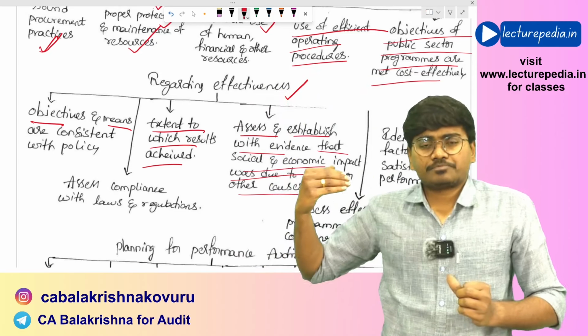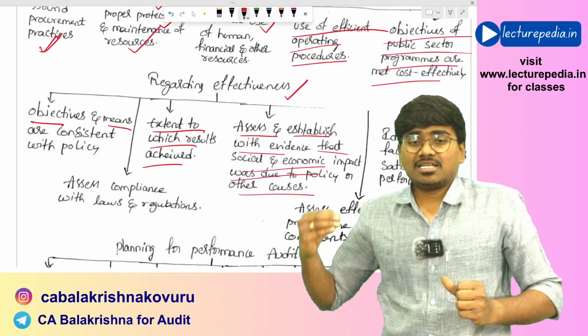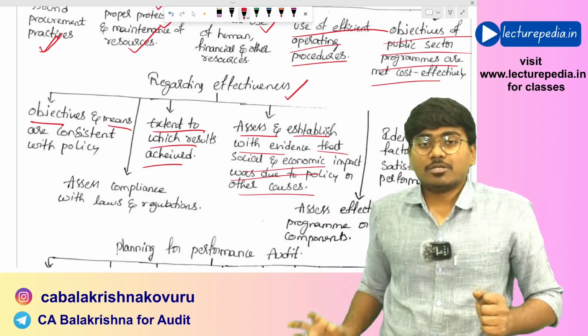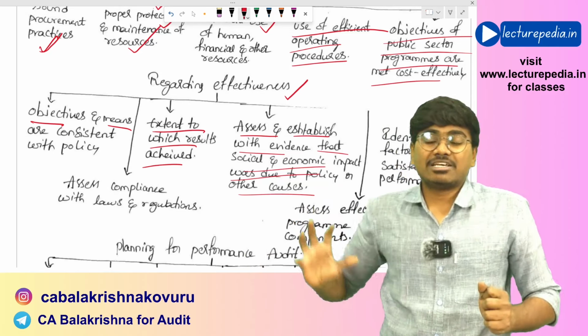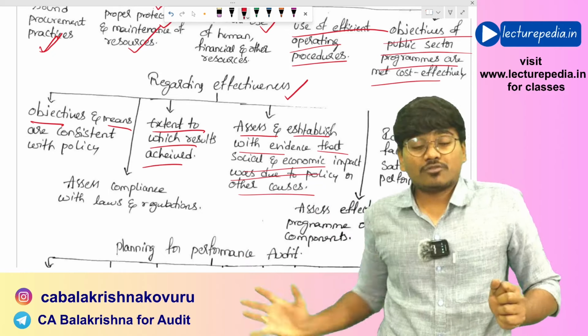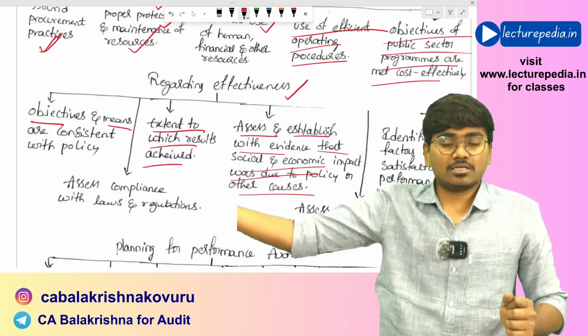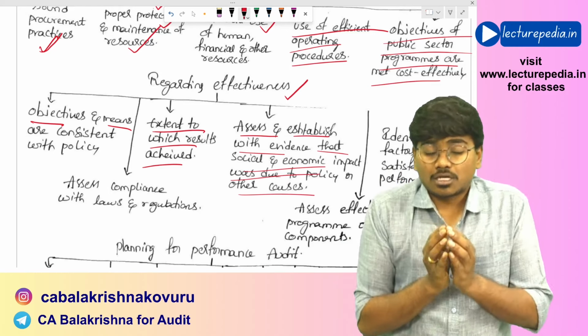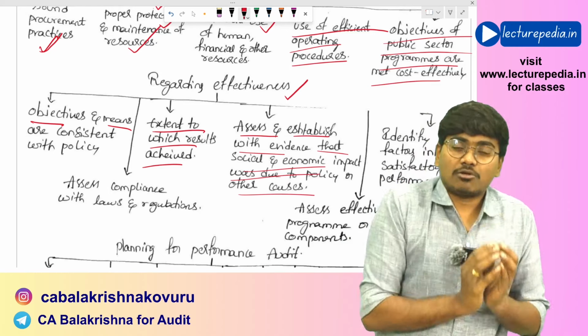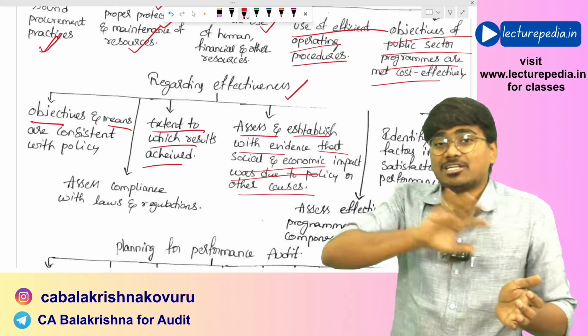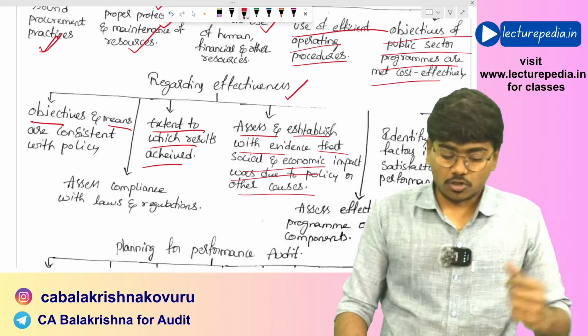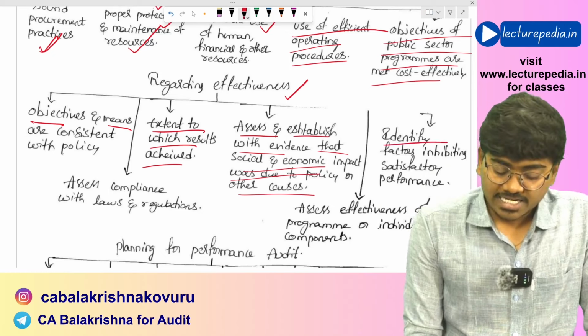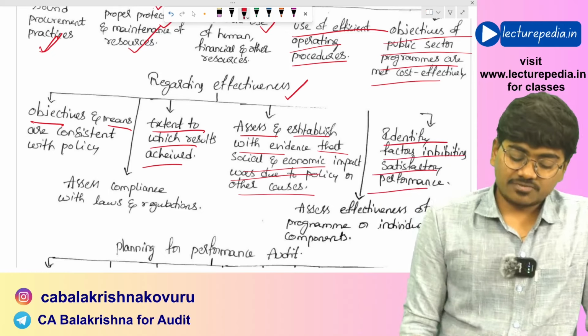Like in the country, private people will be doing businesses and offering jobs. Because of them also, poverty eradication might have happened. So how much can be attributed to the government policy and how much can be attributed to other causes, that the auditor needs to examine, and identify factors inhibiting satisfactory performance.